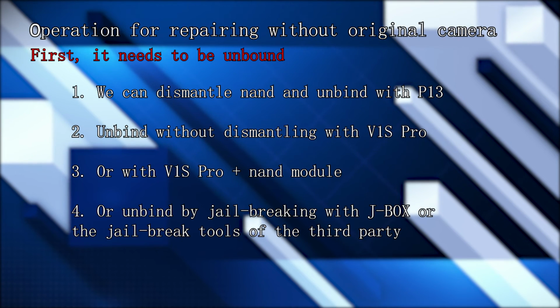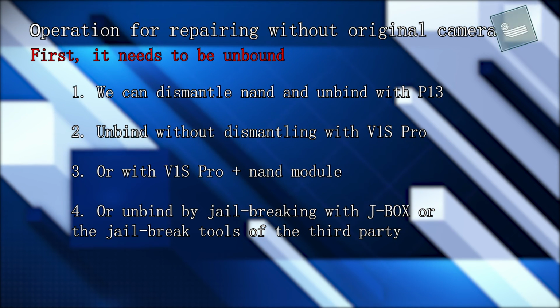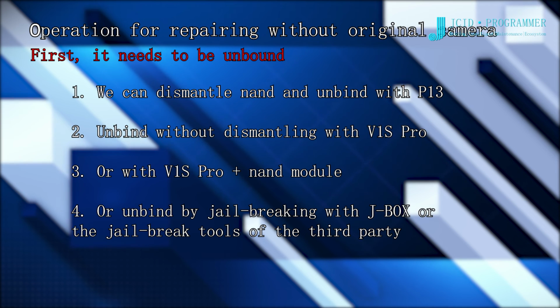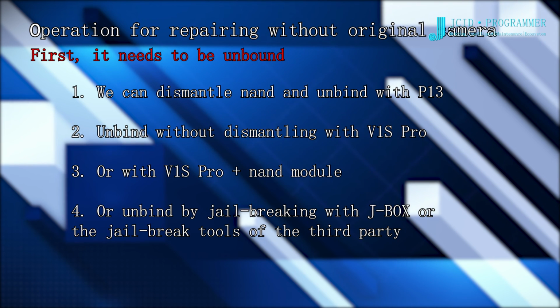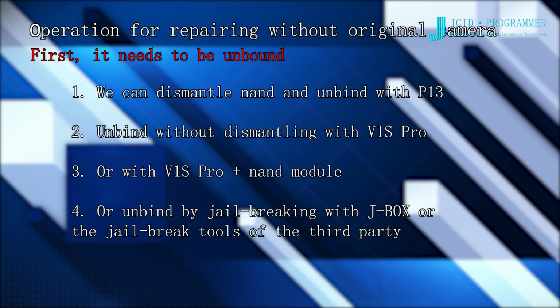Next is the operation for repairing without original camera. First, it needs to be unbound. We can dismantle NAND and unbind with P13, unbind without dismantling with V1S Pro, or with V1S Pro plus NAND module, or unbind by jailbreaking with JBox, or the jailbreak tools of a third party.